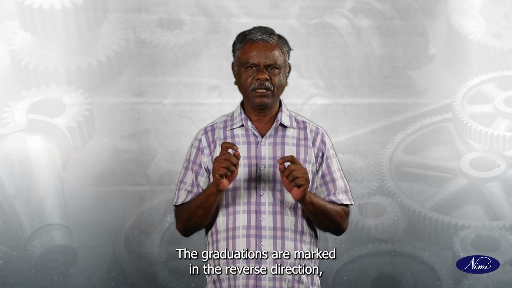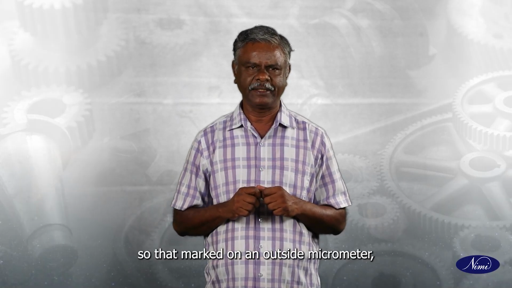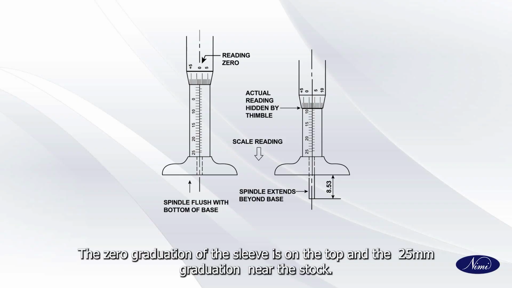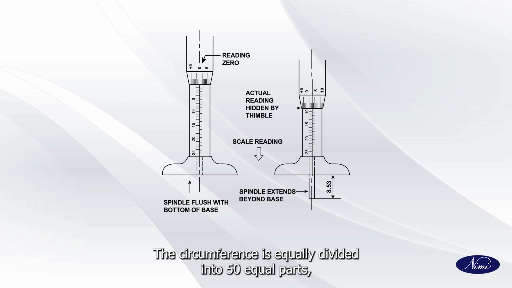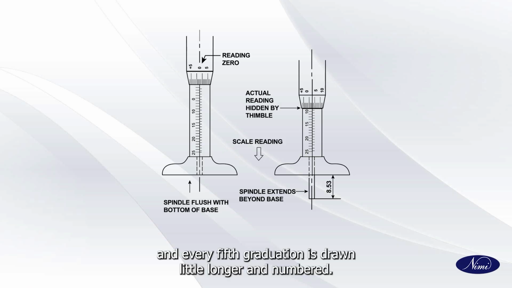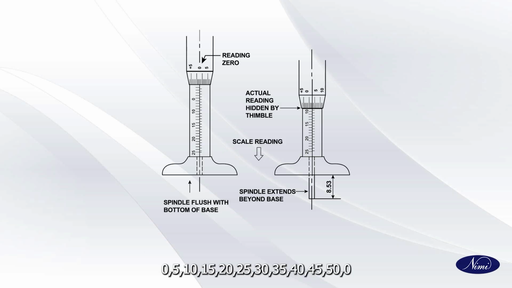The graduations are marked in the reverse direction to that marked on an outside micrometer. The 0 graduation of the sleeve is on the top and the 25 mm graduation near the stock. The bevel edge of the thimble is also graduated. The circumference is equally divided into 50 equal parts and every fifth graduation is drawn little longer and numbered. The numbering in the reverse direction and increases from 0, 5, 10, 15, 20, 25, 30, 35, 40, 45, 50, 0.